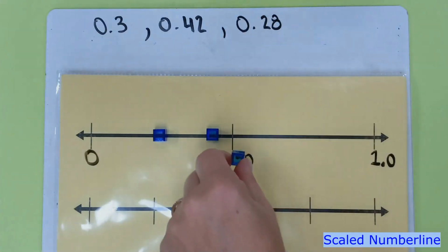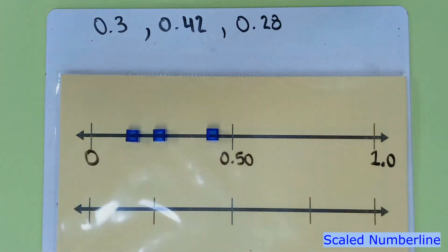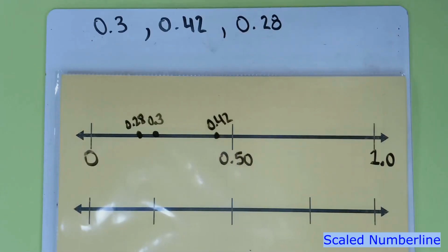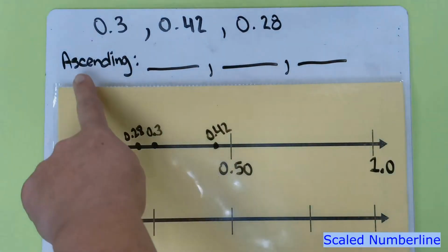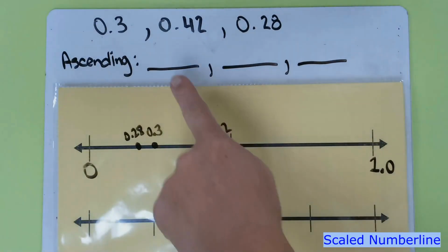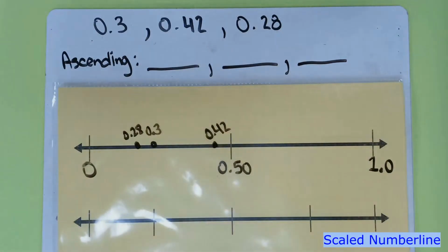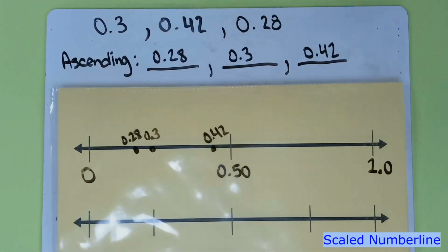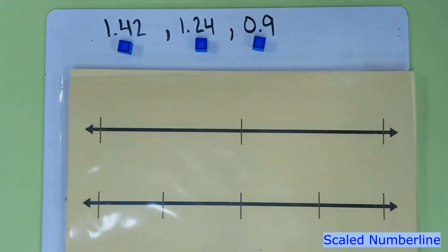As students are placing their markers, you can also have them plot and label the markers once they are sure of their placements. Afterwards, we can have students start putting them in ascending or descending order, or greatest to least, least to greatest, but they need to hear those words.